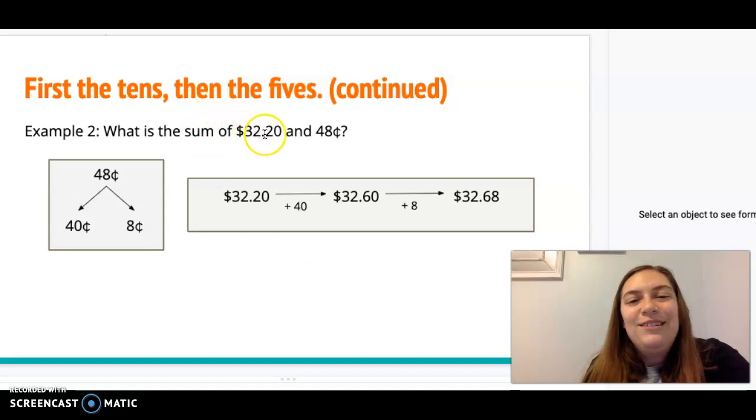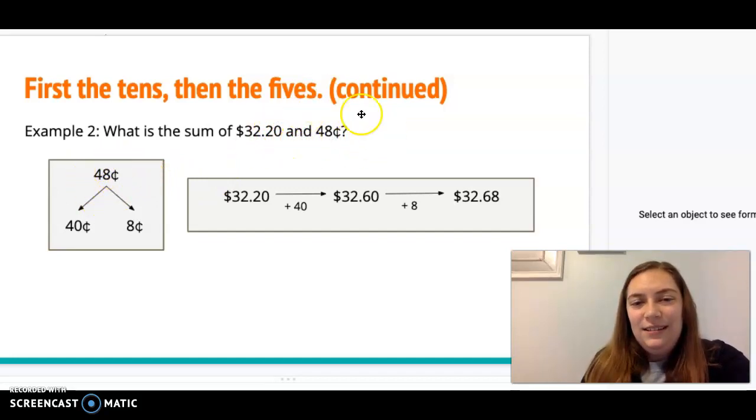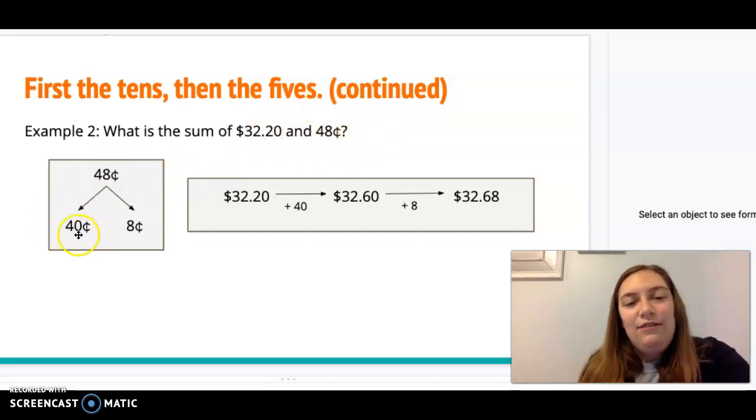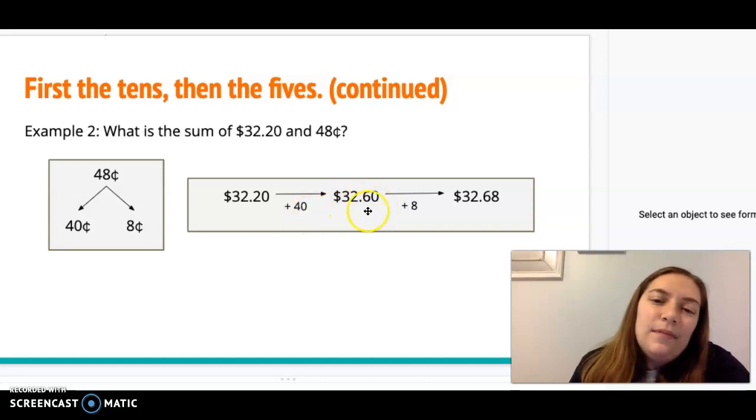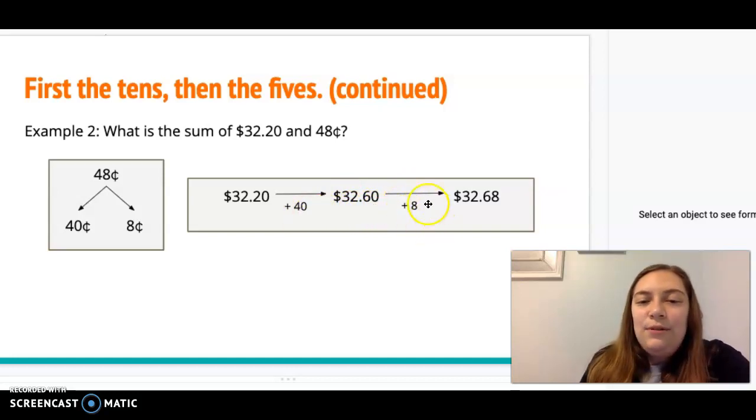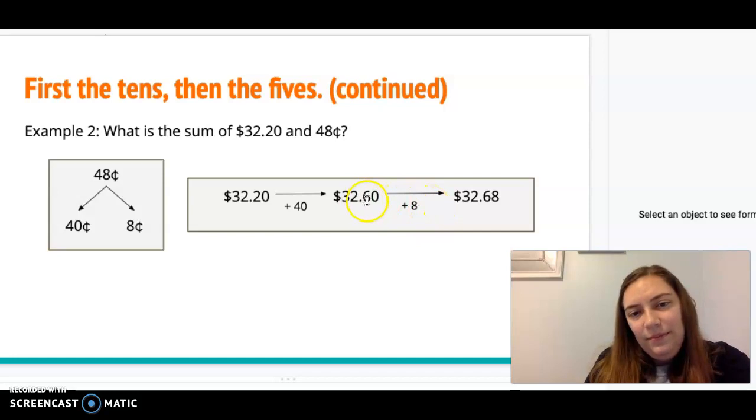The sum of $32.20 plus 48 cents. So I have my 48 cents over here. And I've split it into 40 cents and 8 cents. So I'm going to add on my 40. Bloop. So my $32.20 plus 40 is going to give me $32.60. And then I added 8 more cents on there. So that 60 becomes a 68.